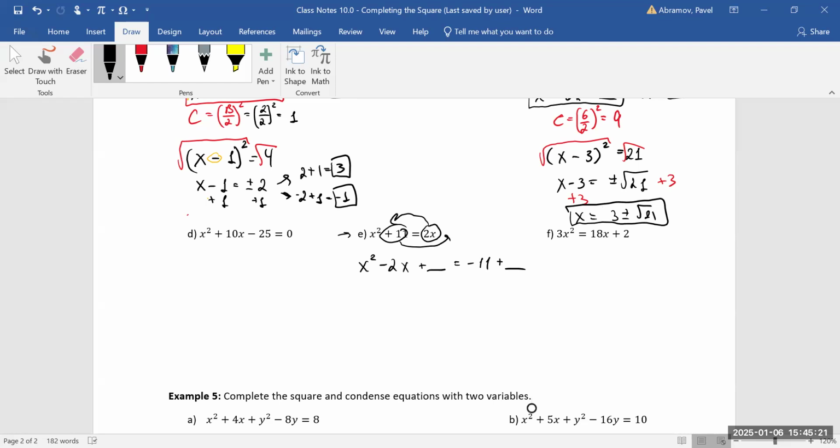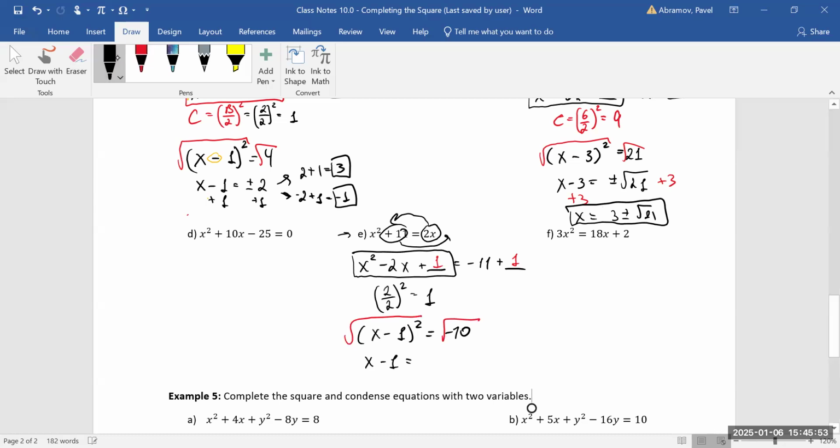So to find the term that goes into the blank space, we once again take the middle number. So it's 2 divided by 2 squared. And that is, of course, 1. So we add 1 on the left and we add 1 on the right. Then we condense the left side. So x minus 1 squared equals negative 10. And now from here, take the square root of both sides.